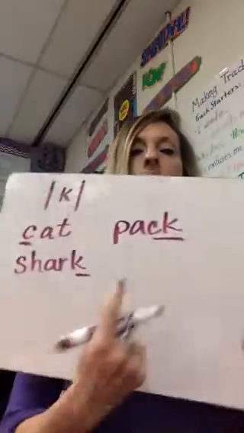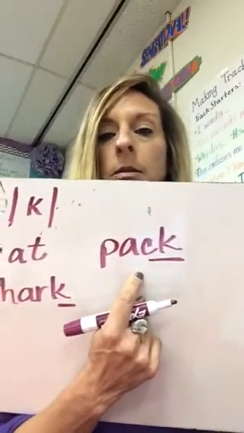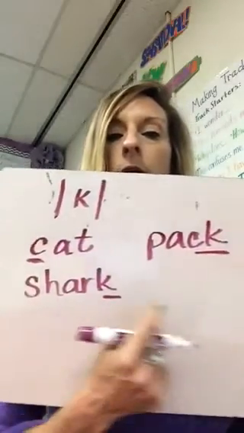And then another way would be like in the word, let me show you this word, pack. Okay, so if you look at the word pack, we have a CK. So here's k, k, and k. Three different ways to make the k sound. So I'm going to list those across the top of my board. So the k sound can be made with a C, a K, or a CK.